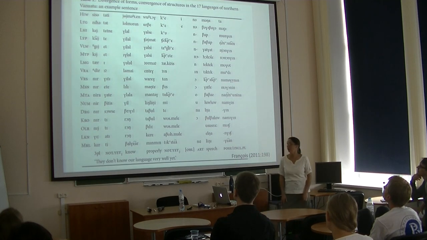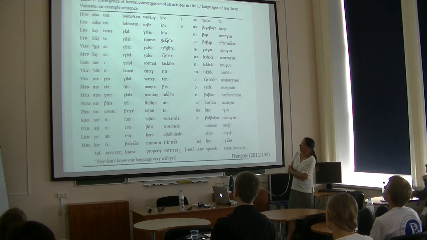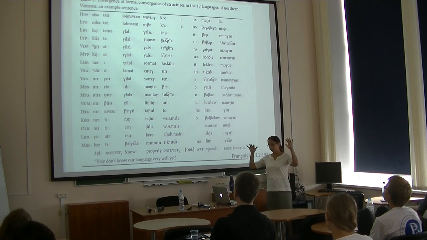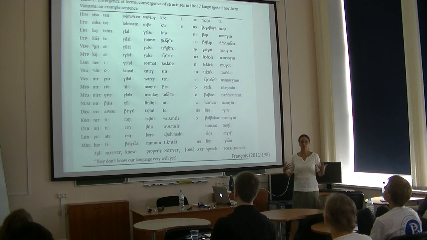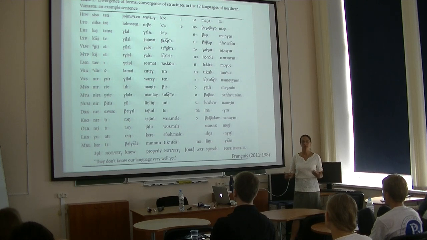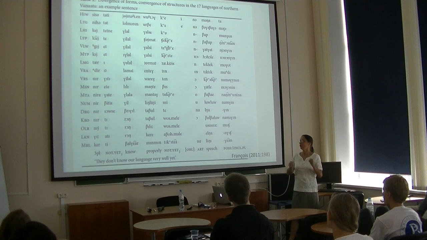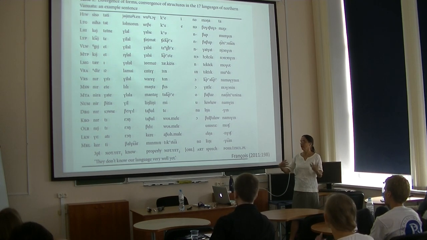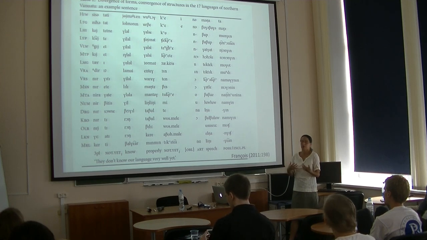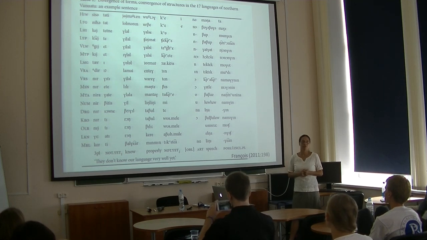Here's an example from François's work of structural isomorphism but lexical difference. So he argues that given the relatively close relationship among these languages, we might expect to find more similarities in lexicon than we find, but that the structural isomorphism is almost complete. So he's basically saying there's evidence that looks like there's maybe lexical differentiation, but grammatical convergence, or at least lack of grammatical divergence or disparity.